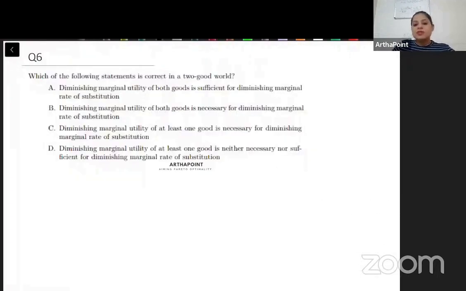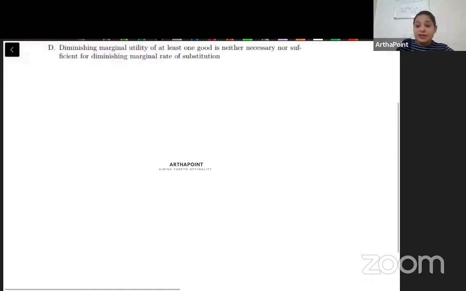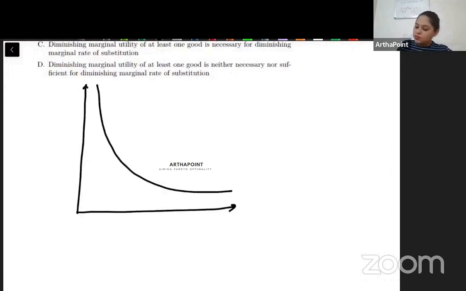Which of the following statements is correct in a two-good economy? This talks about diminishing marginal utility and the connection of that with diminishing marginal rate of substitution. So it talks about marginal utility versus marginal rate of substitution. Now just think about this. For a well-defined preference, my IC looks like this, right? This is O, X, Y. This is my utility function.